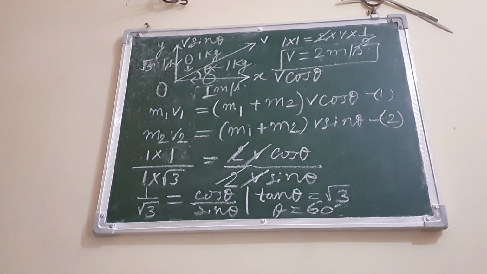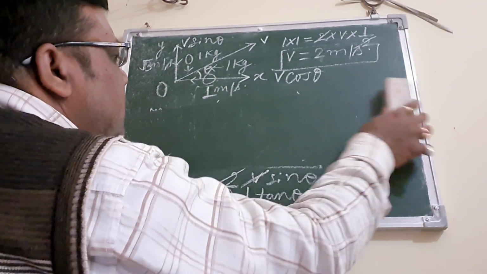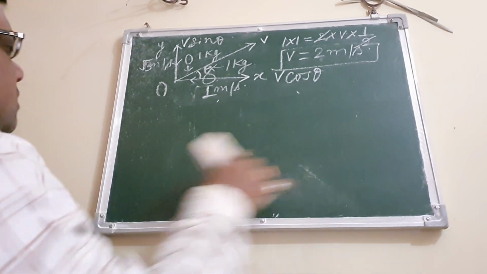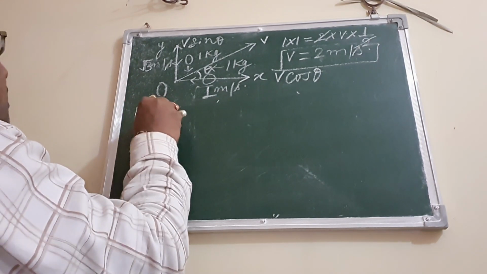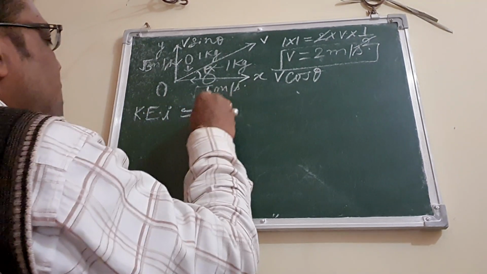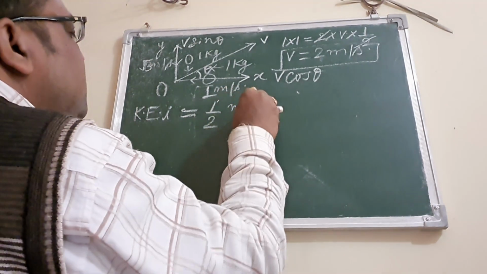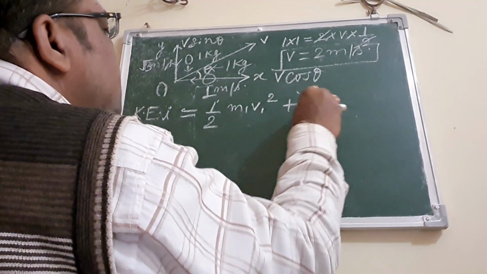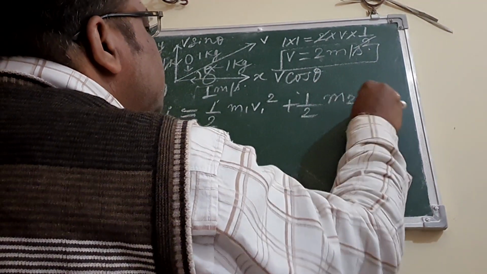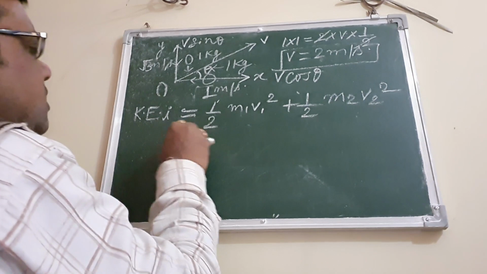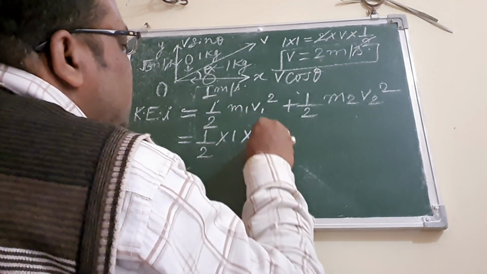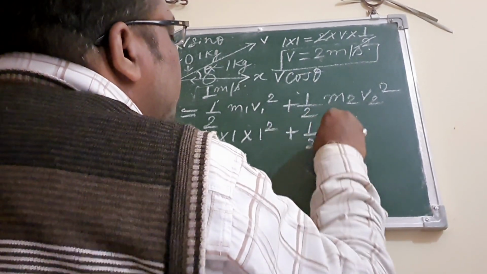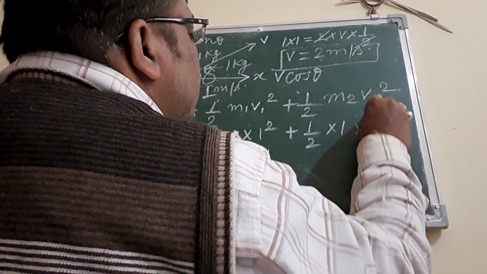Now we also have to calculate the loss in the kinetic energy. So we are rubbing this and calculating the loss in the kinetic energy. So the initial kinetic energy, that is kinetic energy initial with the suffix i, is equal to half of m1 v1 square plus half of m2 v2 square. This is our initial kinetic energy. Substituting the values, half into 1 into 1 square plus half into 1 into root 3 square.